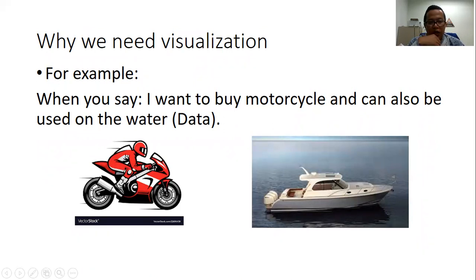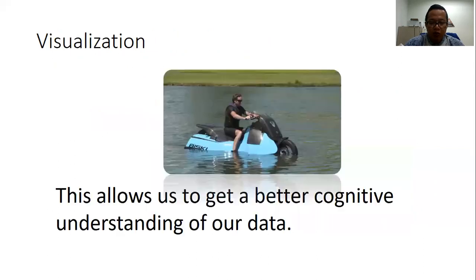For example, when you say I want to buy a motorcycle, and the motorcycle can also be used on the water. In your mind, this is a kind of data. In your mind, how do you convert the motorcycle so it can also be used in the water? How? Maybe you think it's impossible, right? But now it's possible. Then we do visualization.